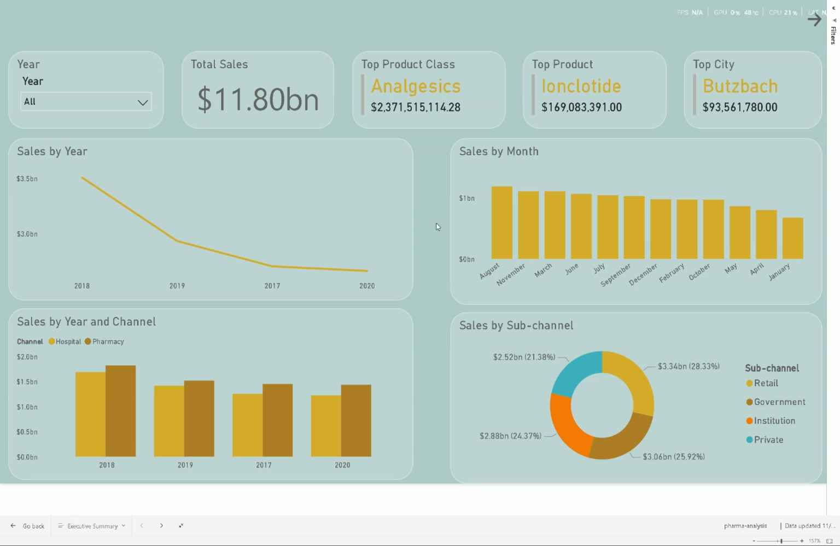This whole dashboard is divided into three major sections. First one is executive summary, then distributor and customer analysis, then third is sales team performance. I'll walk you through each page, explain how the visuals were created, why those visuals were chosen, and most importantly, the insights we derive from them.